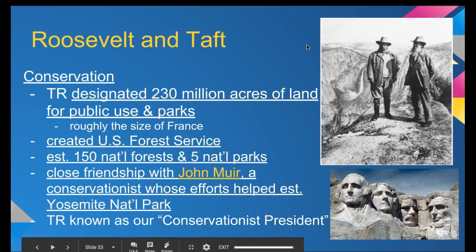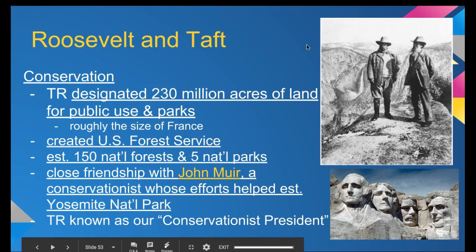The second C is conservation. Hopefully you're familiar with the term conservation. It comes from conserve, and what we're conserving is land and natural resources. During his presidency, Teddy Roosevelt designated 230 million, with an M, acres of land for public use in parks. Friends, that is roughly the size of the country France that Teddy Roosevelt helped save for future generations.